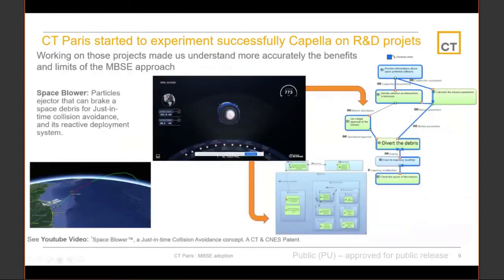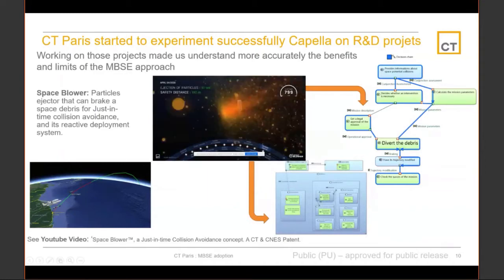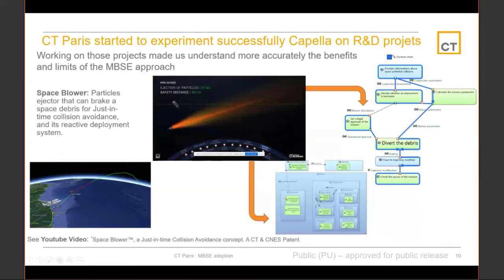So we then deployed it on a proposal and customer project like this feasibility study for the CNES. It's called the Space Blurrer. It's a just-in-time collision avoidance system, meaning that it is meant to avoid a collision between two debris by breaking it with a cloud of particles. So not only the ejector, but also the whole reactive deployment system, where the mission is to be performed in 30 hours. And all of that has been modeled in Capella.